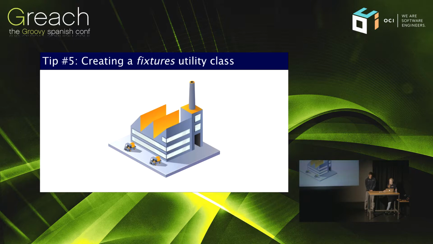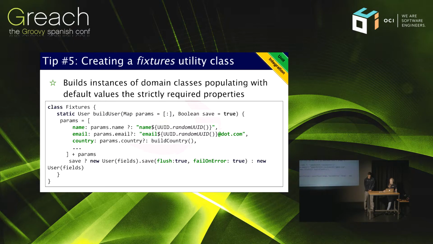And now let's talk about creating a fixtures utility class. Another good practice for creating maintainable tests and writing them faster is using a fixture utility class that lets you build and persist data where you explicitly populate the pieces you need and lets the fixture class fill in all the required properties.